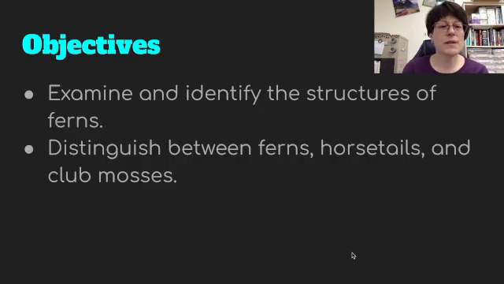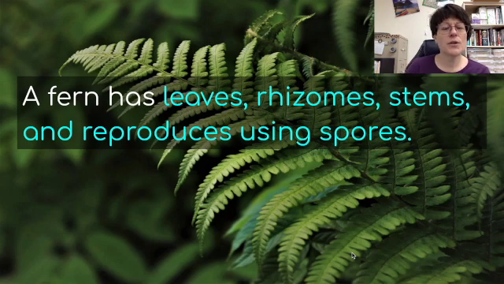So our objectives today will be to examine and identify the structures of ferns and distinguish between ferns, horsetails, and club mosses. We're going to really focus on ferns, but we're actually going to take a look at all three of these, especially in class, because all three are found in our area. A fern has leaves, rhizomes, stems, and reproduces using spores.